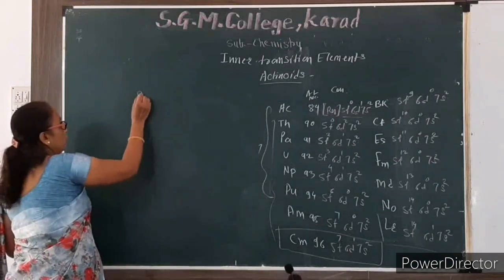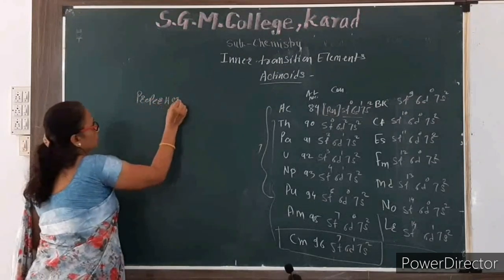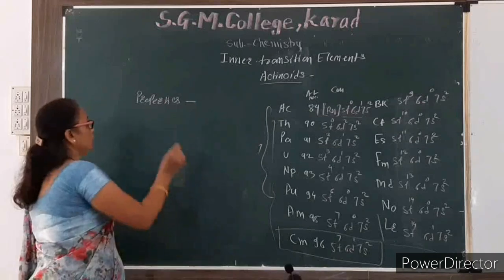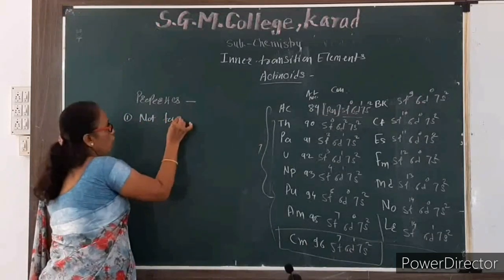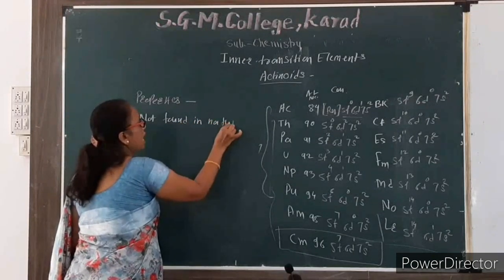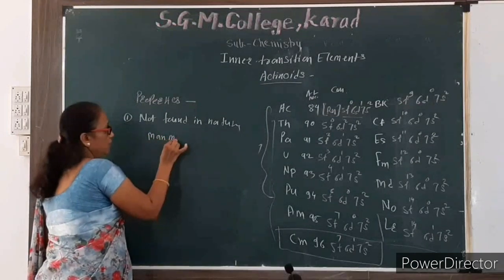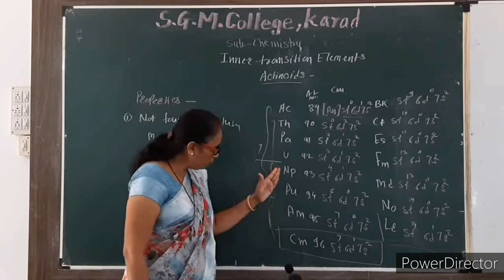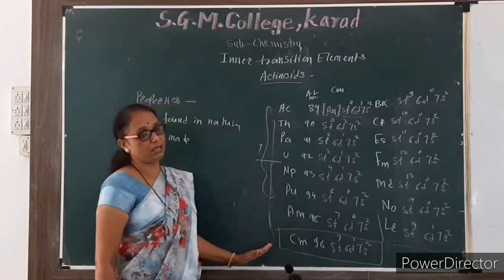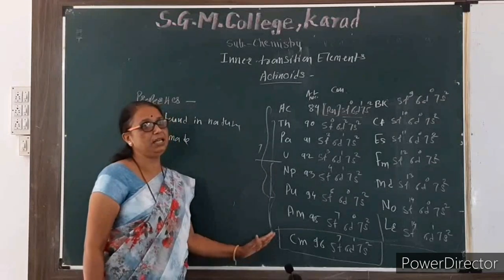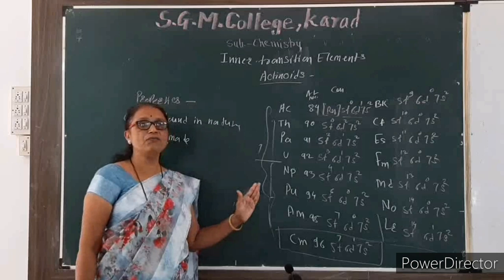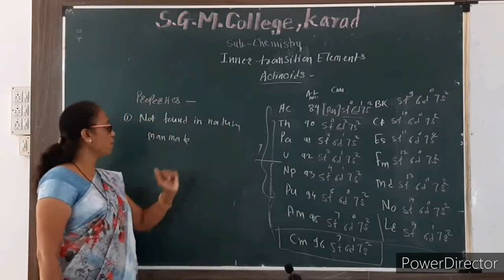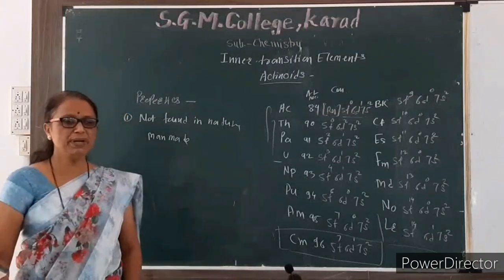Properties of actinoids. Most of these elements are not found in nature. That means they are synthetic or man-made elements. Transuranic elements: transuranic means after uranium, from neptunium to lawrencium. These transuranic elements are synthetic or man-made elements, which are not obtained in nature but are prepared in the laboratory. Thus, most of the elements are not found in nature, but are man-made.